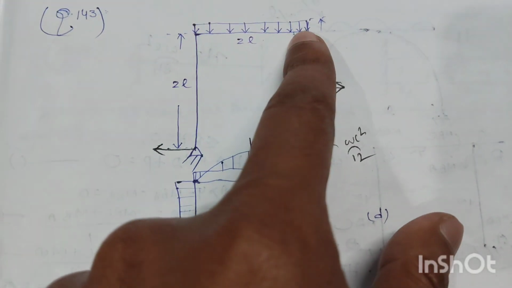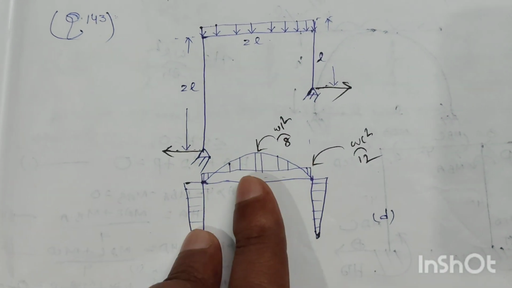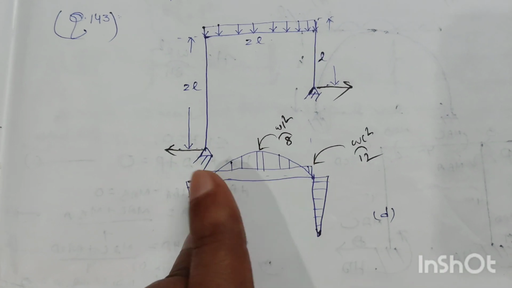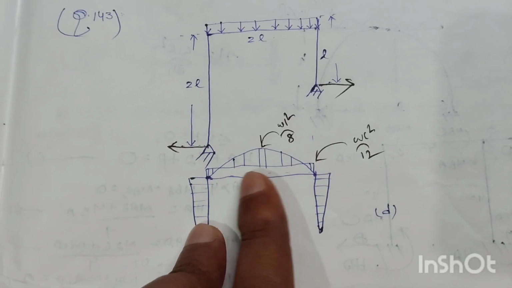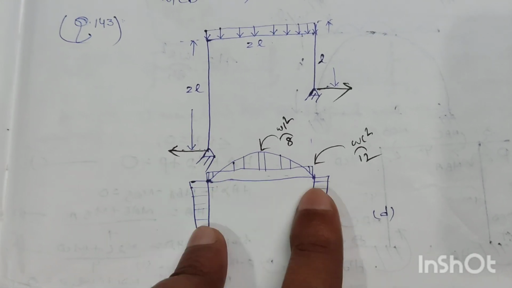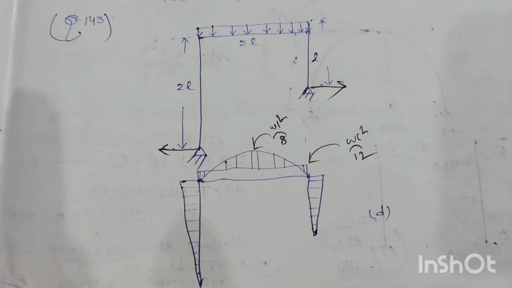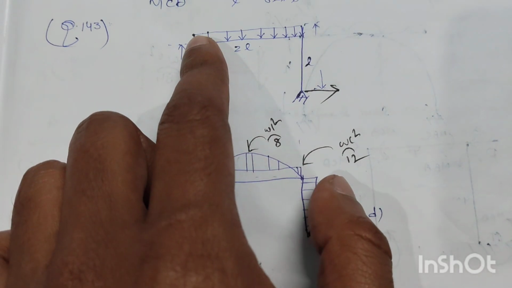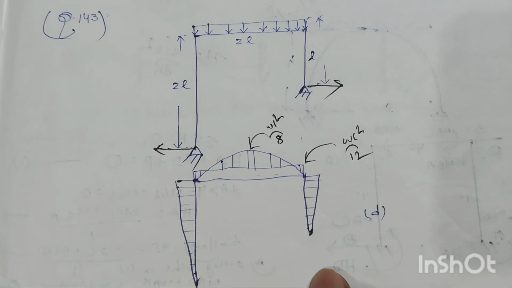Now see the top chord or top member where UDL is acting. There will be two bending moments opposite to each other. One is the free bending moment, that is the simply supported moment, and another is the fixed end moment. The fixed end moment will be at both ends, at this end and at this end, and this value will be equal to WL square by 12.